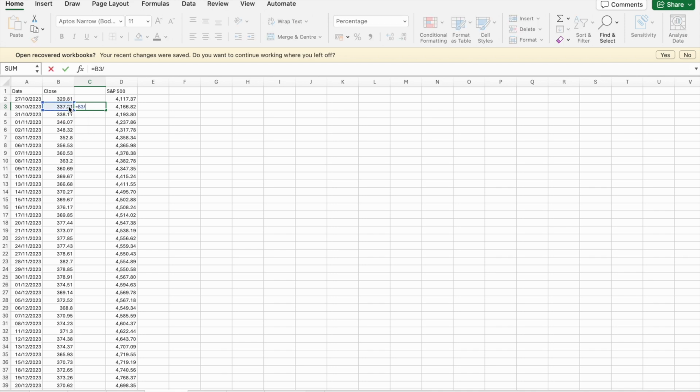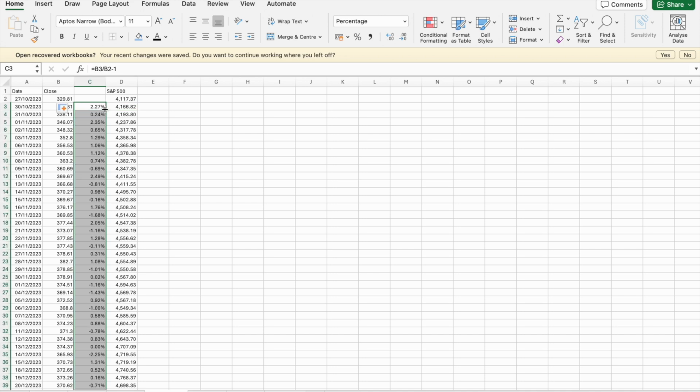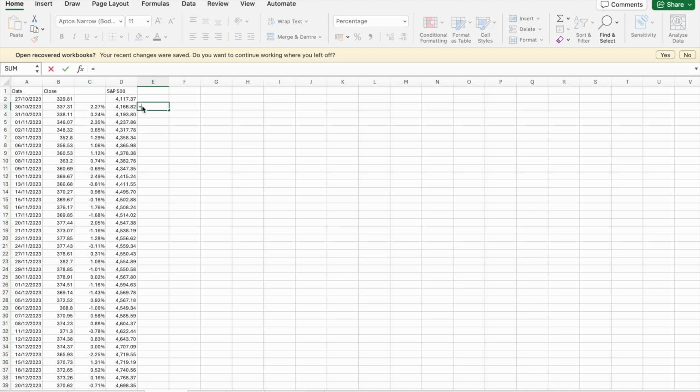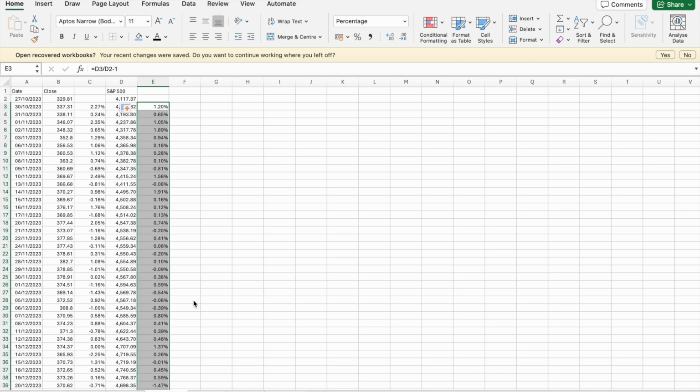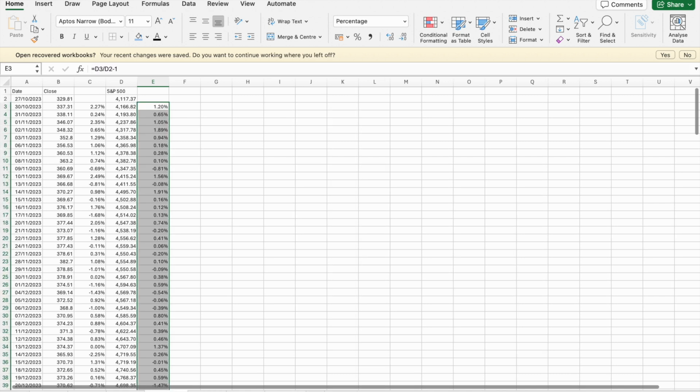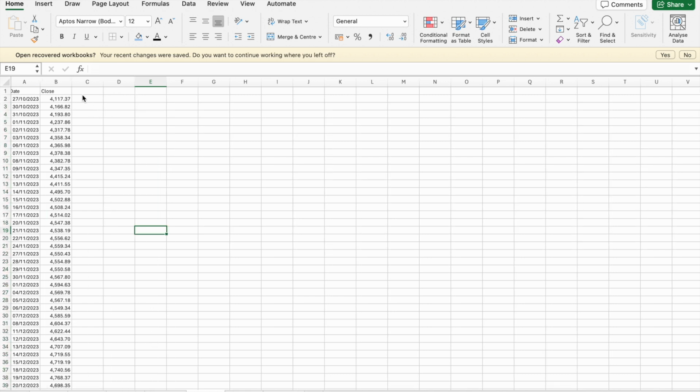So here is the Microsoft one, current one divided by previous one, minus 1. Double click, yeah, that's it. And for the S&P 500 we're going to do the same as well. Minus 1. Here we go, double click. So we got the return. Okay, let's do the S&P 500 as well. Minus 1. Here you go.